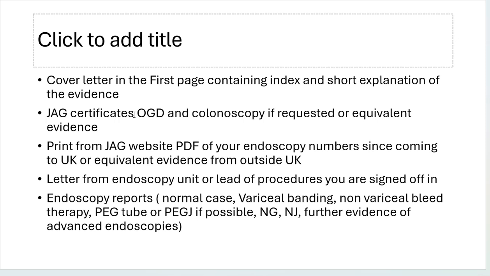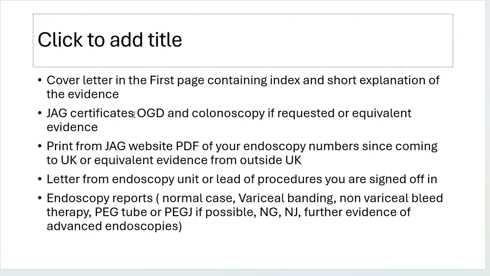Page number four till page number 10, there will be endoscopy reports showing that I'm doing PEG tube, and if applicable, PEG-J tube, NG and NJ as an evidence of nutrition endoscopy, and also WOI if you can. Also evidence of bleed therapy, variceal and non-variceal, and evidence of oesophageal dilatation if you manage to do it. If you already did it, otherwise, you show off what therapeutics you can do.